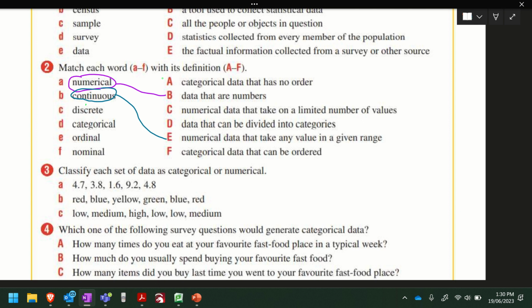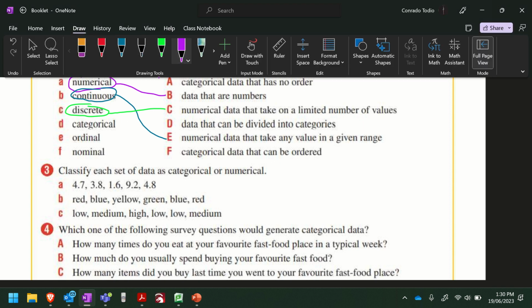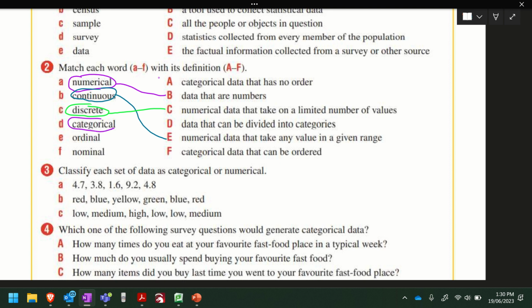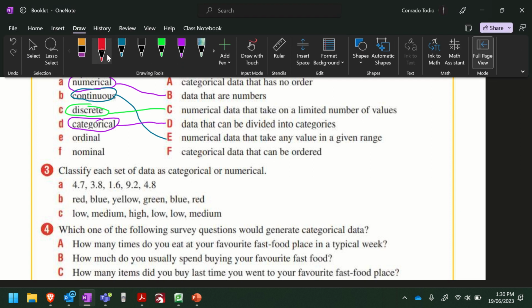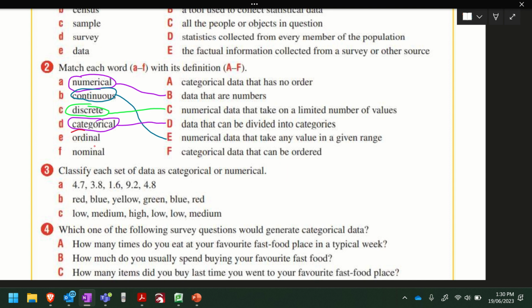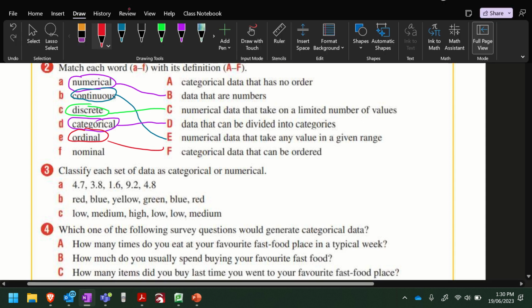C, discrete. Okay, what is C? You reckon it's C? So discrete data is numerical as well, and it's data that can take a limited number of values, which means you're probably counting it individually. All right. D is categorical data. Okay, data that can be divided. Yeah, sounds about right. Categories. Okay, what about the next one? E, ordinal. Okay, so that's some sort of category. Yeah, so that's probably going to be, yes, because nominal has no order to it.